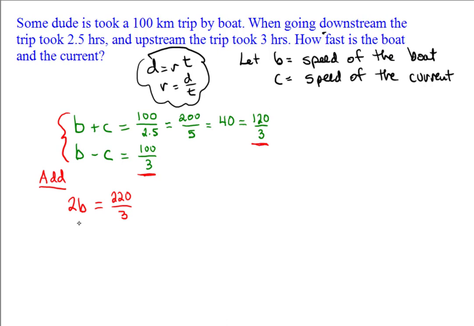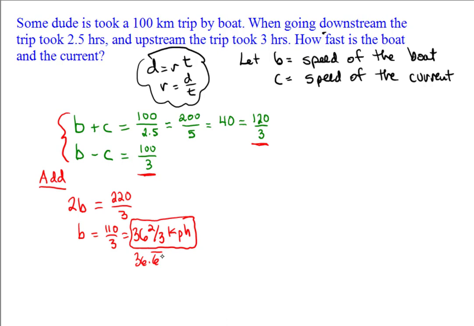Okay, divide both sides by 2. B equals 110 over 3. And let's see, 3 goes into 110, 36 and 2/3 times. So it looks like the speed of the boat is 36 and 2/3 kilometers per hour. If you were using a calculator here, you would be getting 36.6 recurring as your speed.